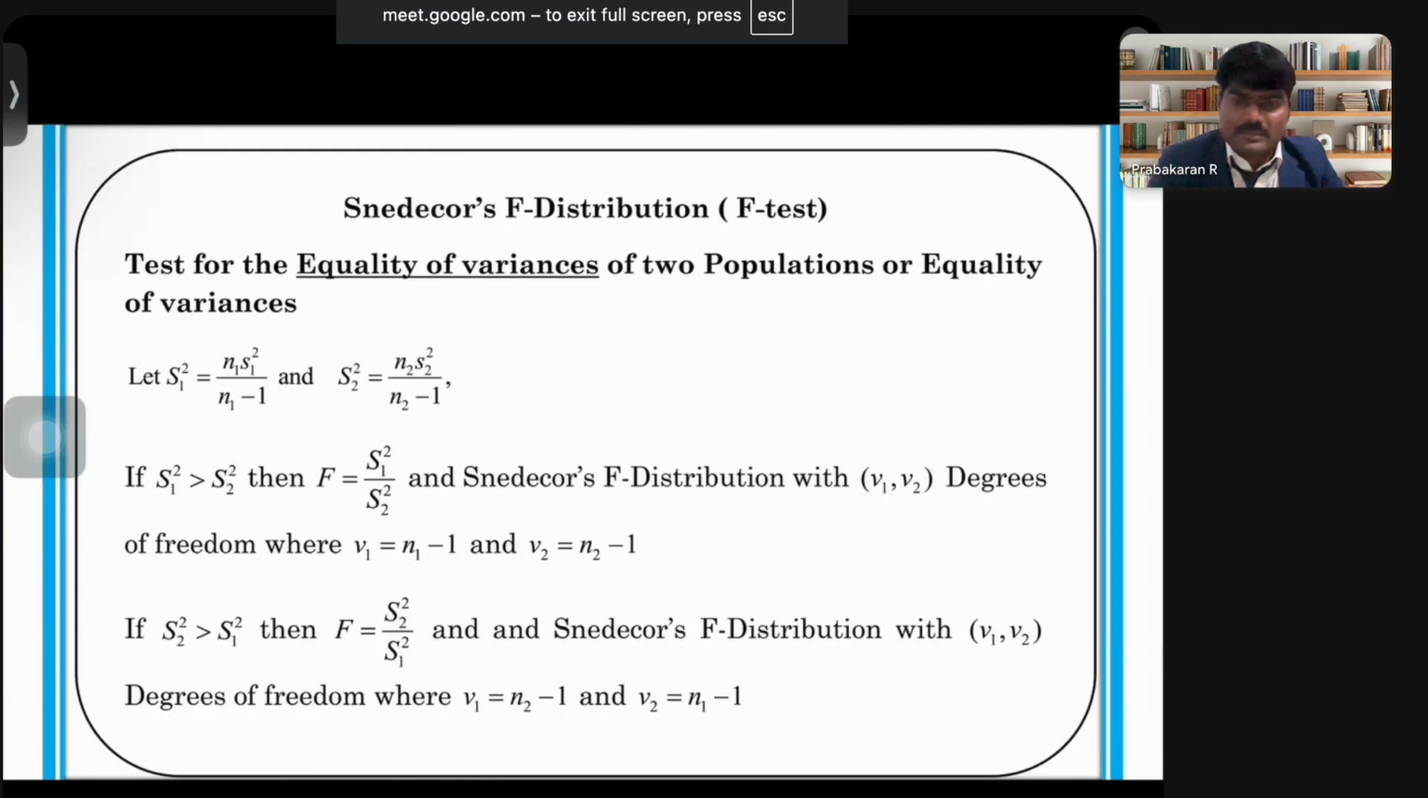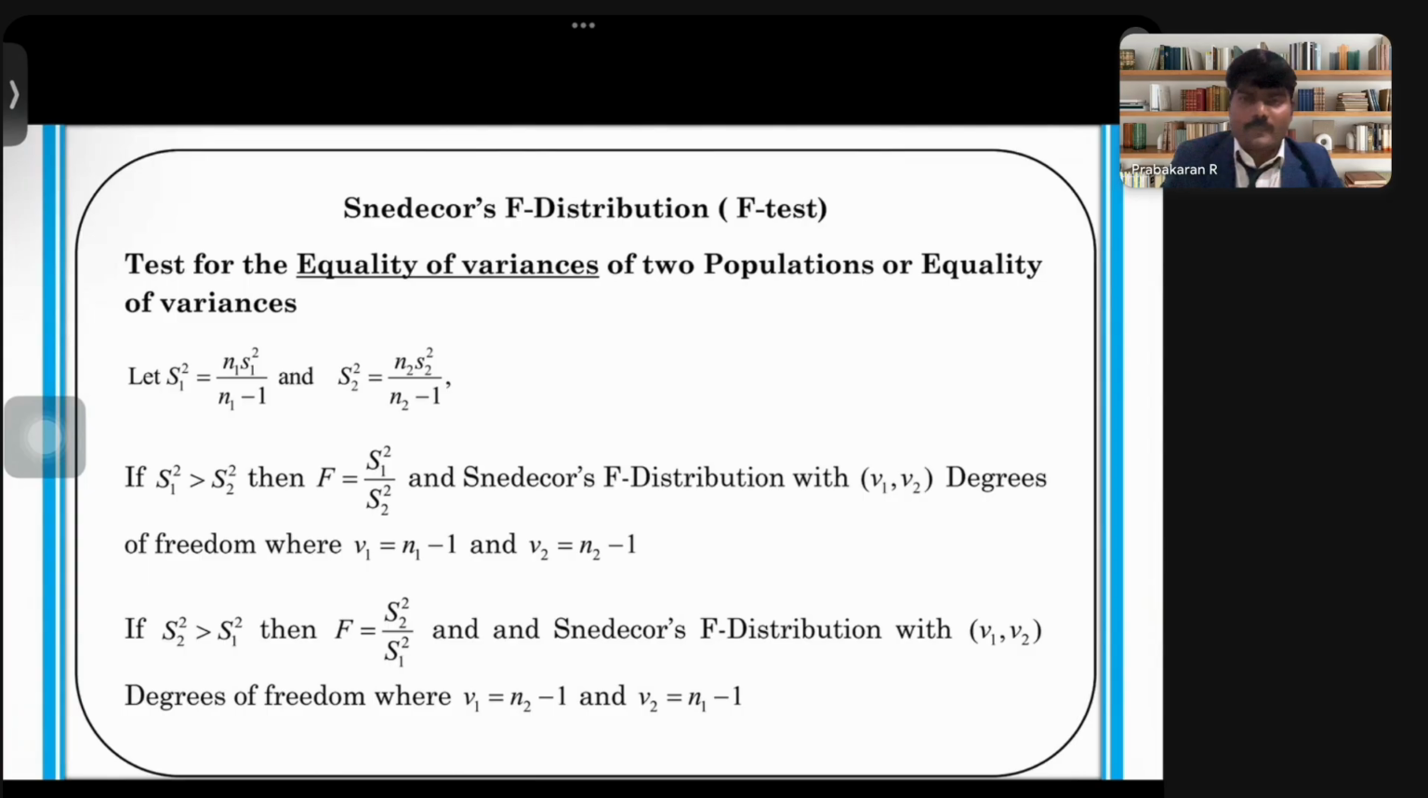Next, the F test. These are all the things we have seen. We have to find the capital S1 square and S2 square, and only by comparing them do we apply the F test. If S1 square is greater than S2 square, we put it in the numerator, and the degrees of freedom change accordingly: first sample size minus 1, second sample size minus 1, v1, v2.